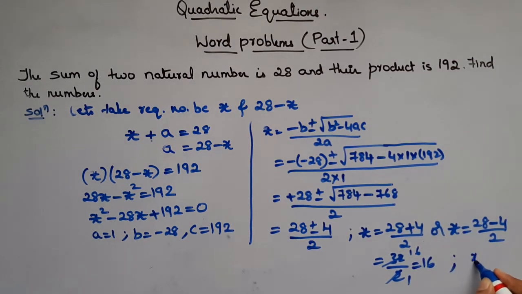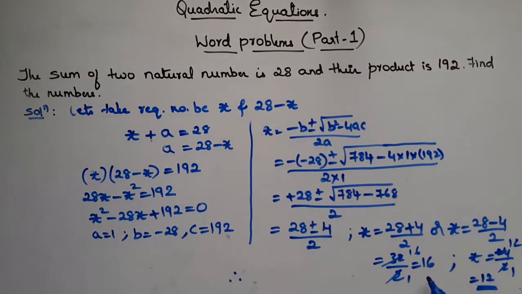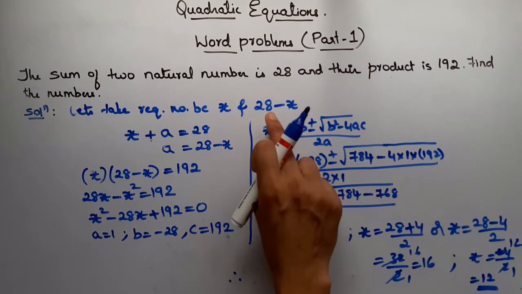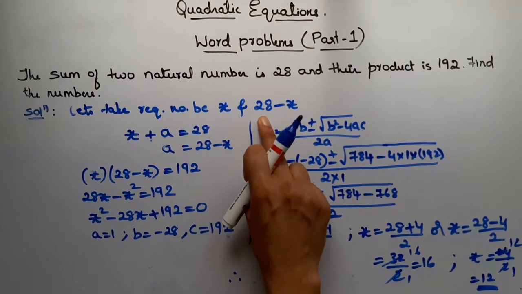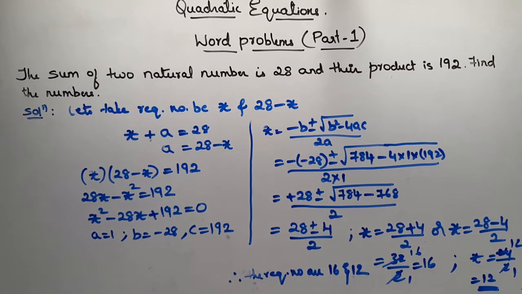In this case, x is equal to 28 minus 4, which is 24 by 2. So 2 ones are 2, 2 twos are 4. So here x is 12. So your roots are 16 or 12. So when your first number is 16, your second number will be 28 minus 16, that is 12, right? So if x is 12, your second number will be 28 minus 12, that is 16. Therefore, the required numbers are 16 and 12. Now let's see one more problem.